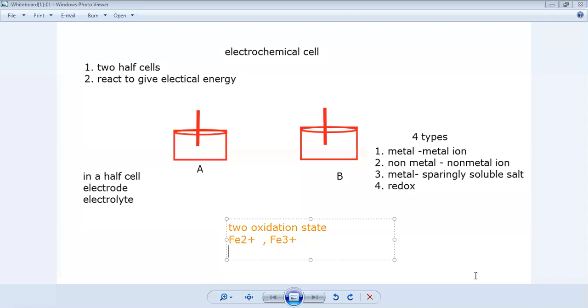Now Fe2+, Fe3+ is the ion having two oxidation states. So now the solution will contain what? Fe2+ and Fe3+, both the ions. Are you getting what I'm saying? The solution will contain both the ions, Fe2+ as well as Fe3+, a mixture of the same metal with different oxidation states. The metal must be the same, but the oxidation number must be different. Am I clear, everyone?